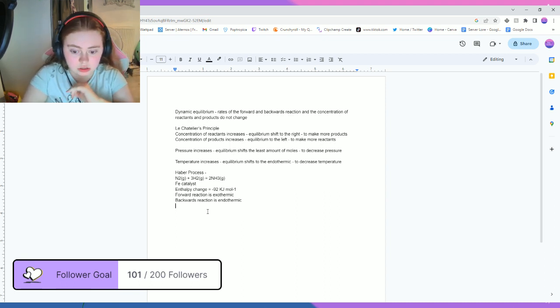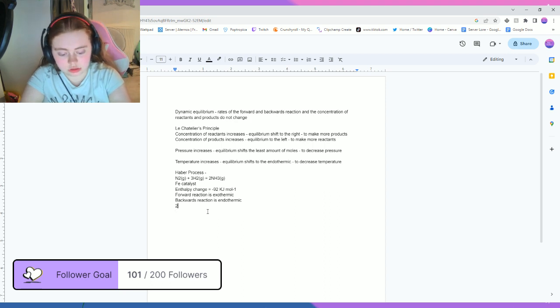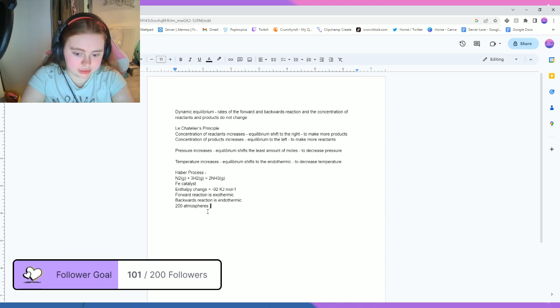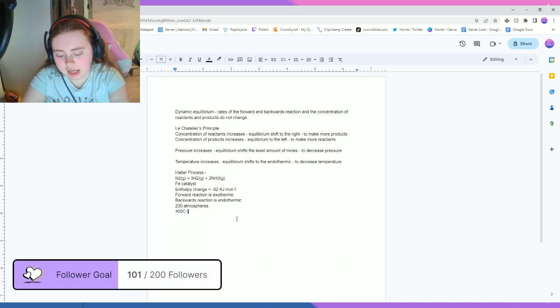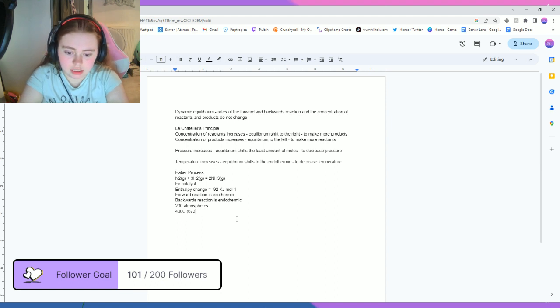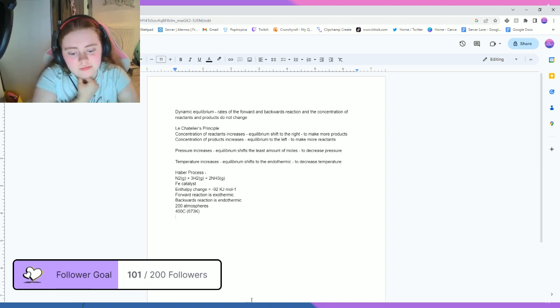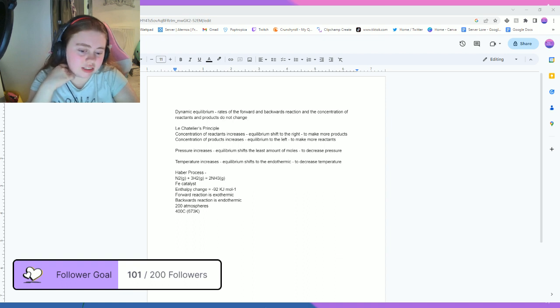The Haber process is carried out under a high pressure of 200 atmospheres and a temperature of 400 degrees Celsius, which is 670 degrees Kelvin. That's one of the only conversions I can easily remember, Celsius to Kelvin, because it's such a specific number that I just easily remember it.